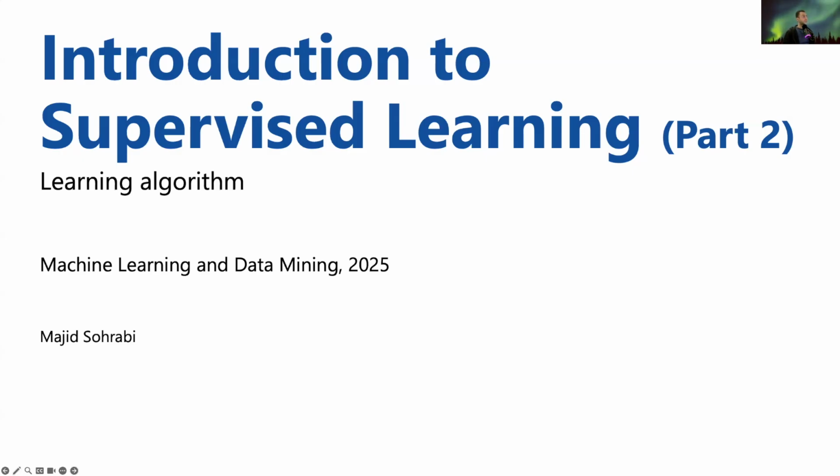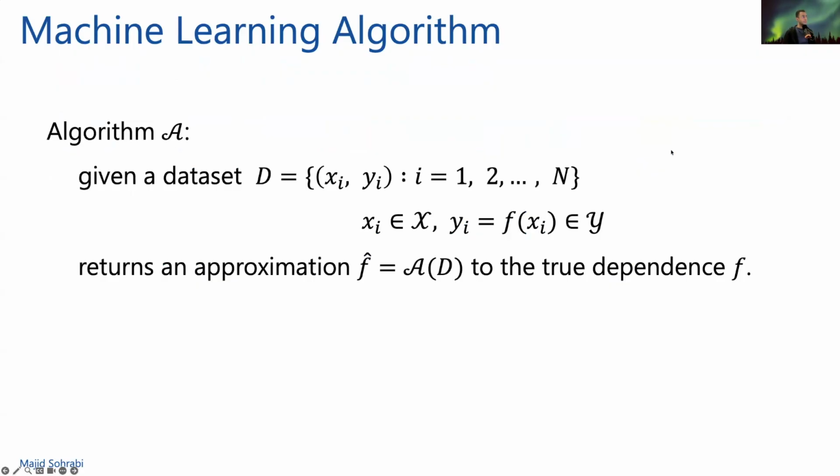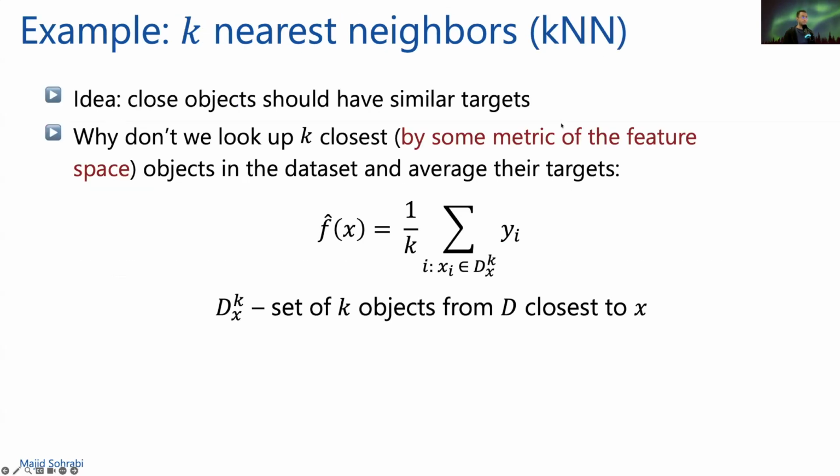Today I'm going to present the introduction to supervised learning part 2, and let's discuss the learning algorithm. The learning algorithm in the context of machine learning, let's denote the algorithm as capital A. It takes a data set and tries to approximate a mapping function f hat, which is supposed to define a true dependency of f, which is unknown. So basically, the algorithm works in the space of the data set and it returns an approximation function.